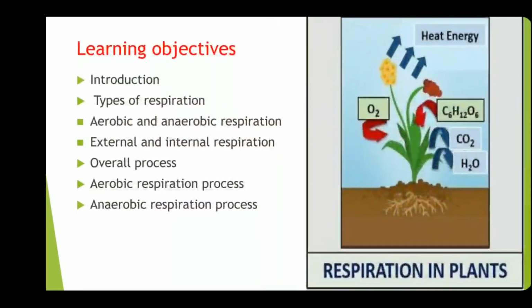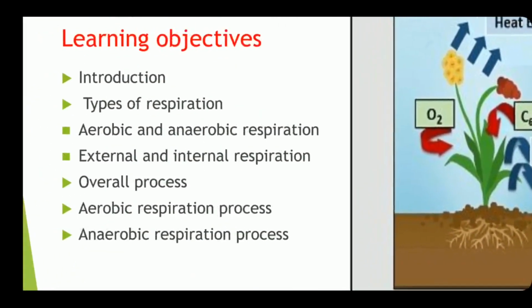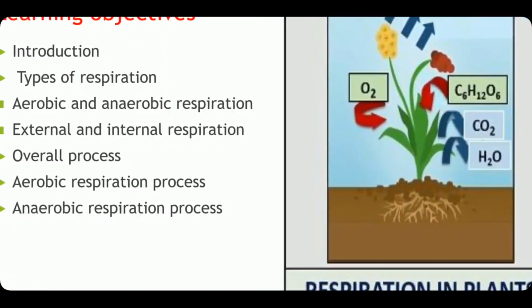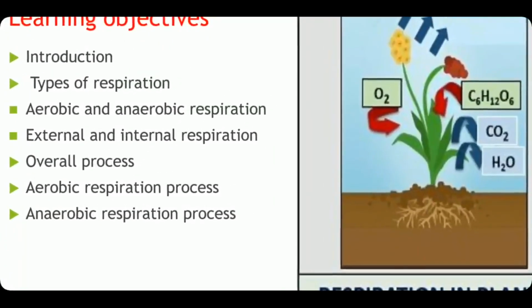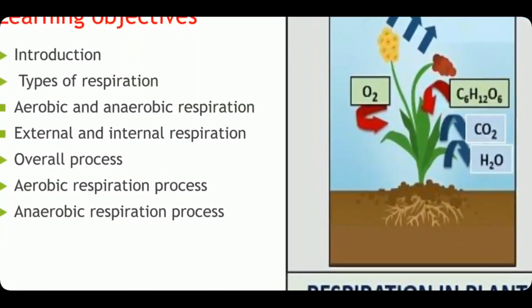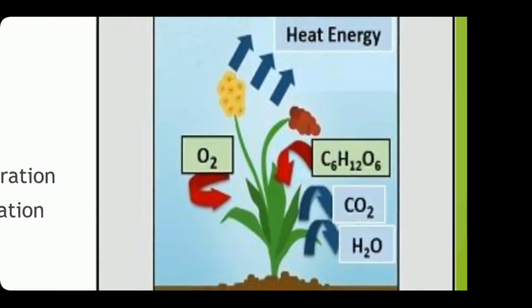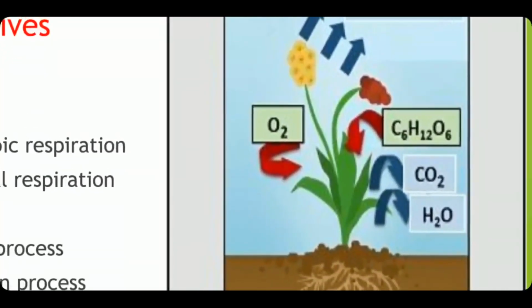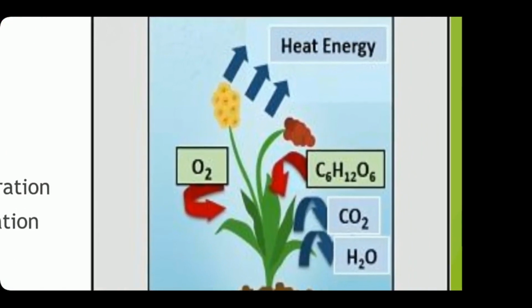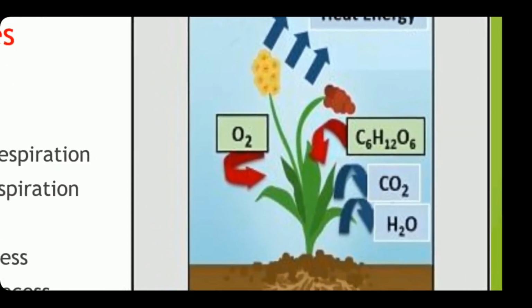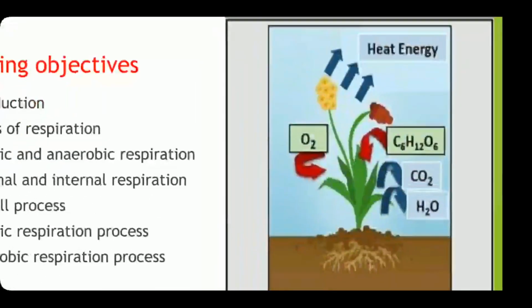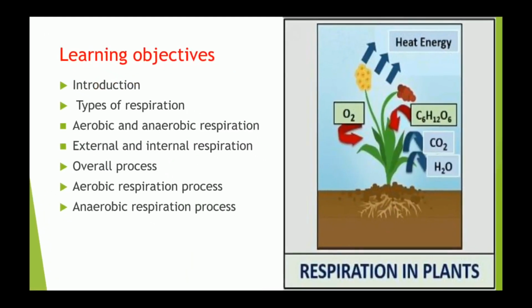So let us see the learning objectives. These are the learning objectives: introduction, types of respiration, aerobic and anaerobic, external and internal respiration, overall process, aerobic respiration and anaerobic respiration. And this is a picture which is showing the respiration in plants. By just seeing the picture, you may have an idea that oxygen is utilized, and this C6H12O6 is also utilized, and what is produced? H2O, carbon dioxide, and heat energy. So let us find out how.